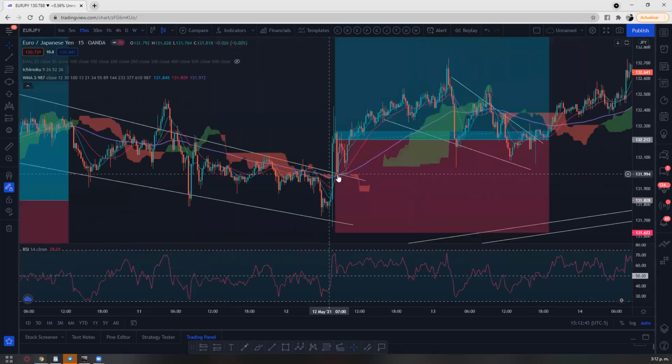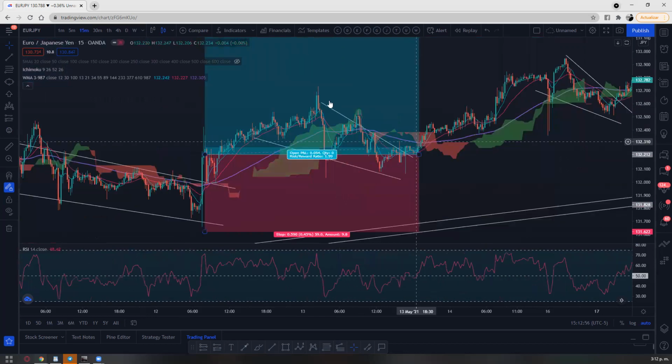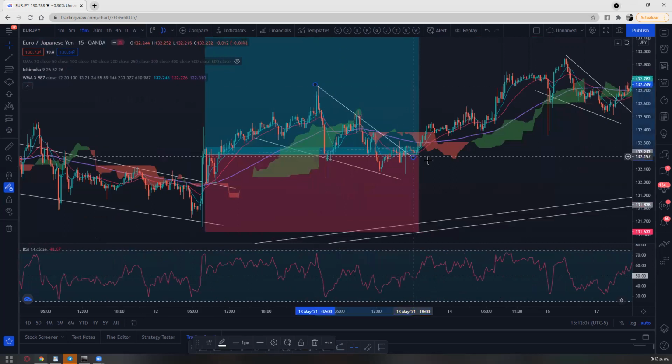Look, now the cloud is everything below, price on the 50%. It's above the 50 on the RSI. Everything is telling me to buy. Every time the price breaks above, everything is telling me to buy. And this type of thing right here, let me draw it this way.